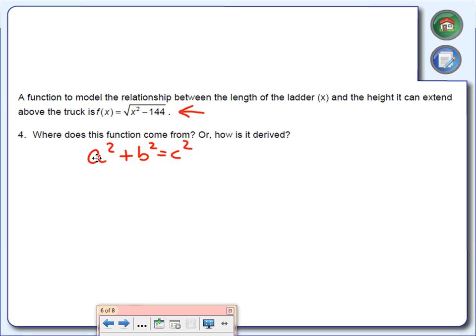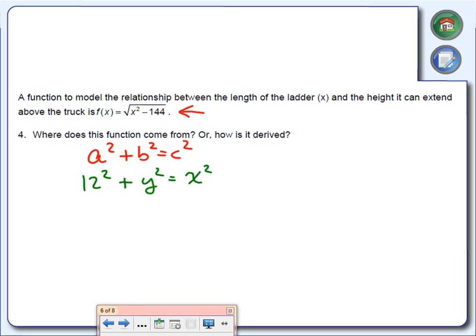What was our a? The distance from the truck to the building was always the same, right? It was always 12 feet. That was, and it really doesn't matter as long as it's one of the legs. b was the other leg, which represented the height above the truck, which I think they were using y. c was the length of the extension ladder, which in our case we're calling x.